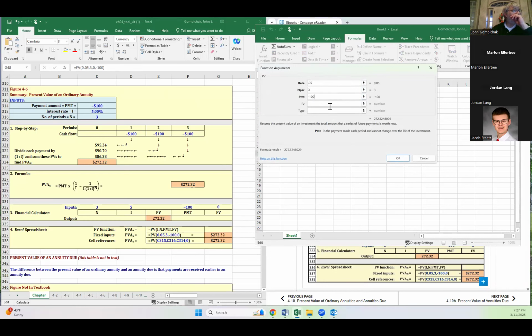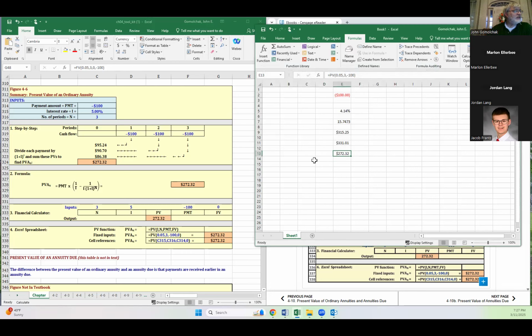Future value, we don't know the future value. I guess we did, but we wouldn't ordinarily. Type, this is an ordinary annuity, not an annuity due, so we leave that blank. Hit OK. $272.32. It came back perfectly with what the book says we should have found.